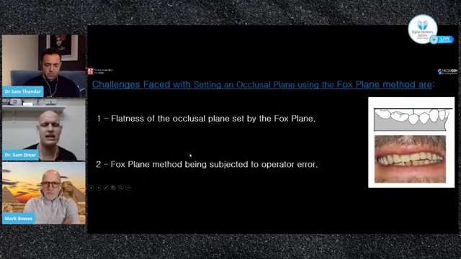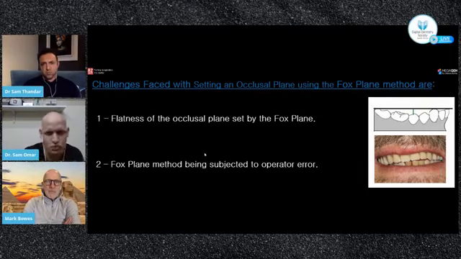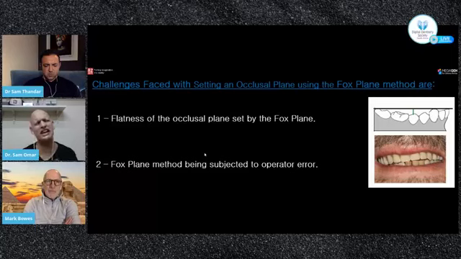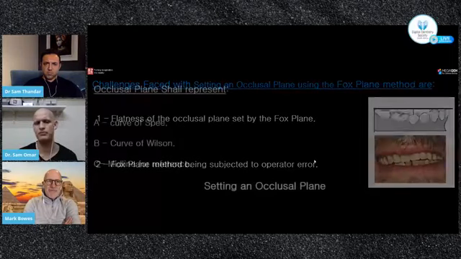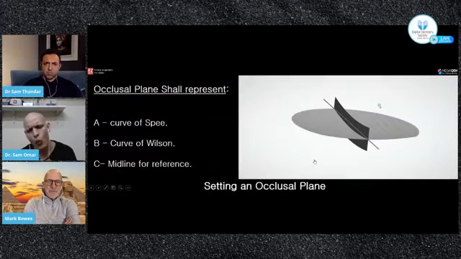The second thing is, the Fox plane method is subject to operator error. Let's say, for instance, if I put the Fox plane into the patient's mouth, I'm not having a good day, maybe I'm not seeing things perfectly, and it's a pretty subjective method. It's not the best way for you to actually get the occlusal plane, and that's why sometimes we end up with canted occlusal planes in the dentures, just like we have on the right side.